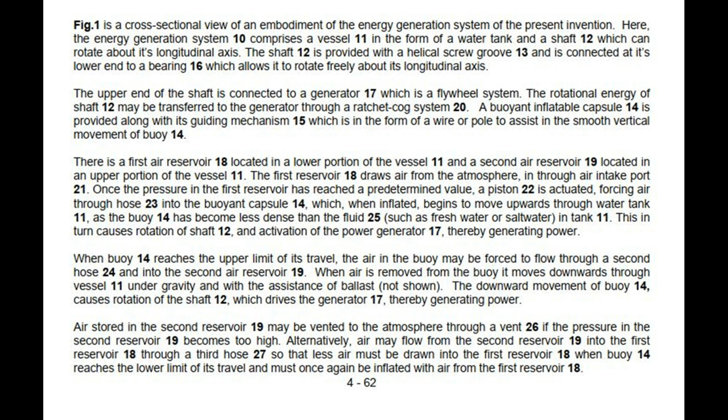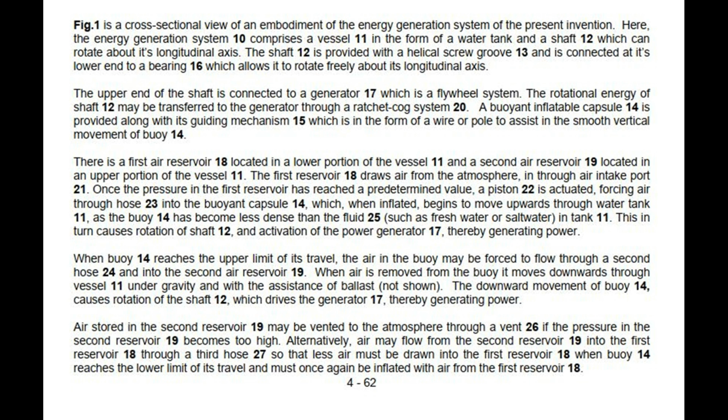The shaft 12 is provided with a helical screw groove 13 and is connected at its lower end to a bearing 16 which allows it to rotate freely about its longitudinal axis. The upper end of the shaft is connected to a generator 17 which is a flywheel system. The rotational energy of shaft 12 may be transferred to the generator through a ratchet cog system 20. A buoyant inflatable capsule 14 is provided along with its guiding mechanism 15 which is in the form of a wire or pole to assist in the smooth vertical movement of buoy 14.